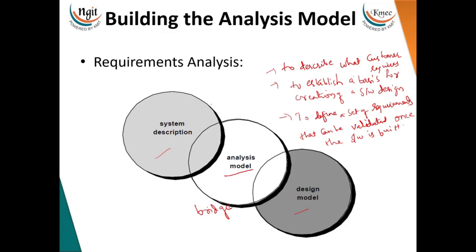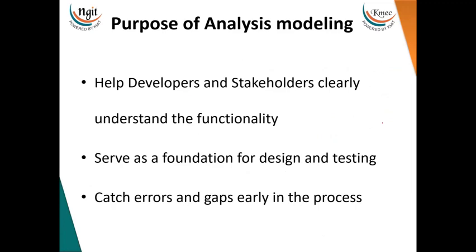Okay, students. Then the purpose of analysis modeling. Basically, the analysis model helps the developers and stakeholders clearly understand the functionality. It serves as a foundation for design and testing. Third, it catches errors and gaps early in the process, right? For example, suppose we take an ATM project. Before we build the ATM software, we model what the customer can do, for example, to withdraw, deposit, or check balance, etc. So all sorts of things have to be sorted out prior.